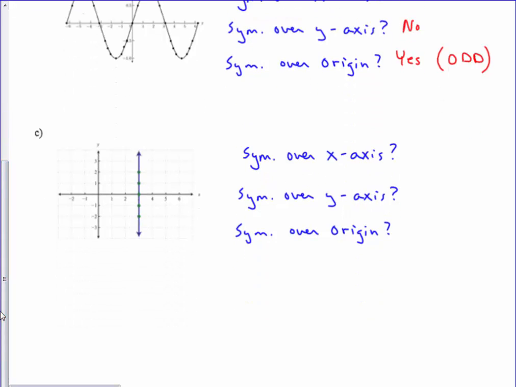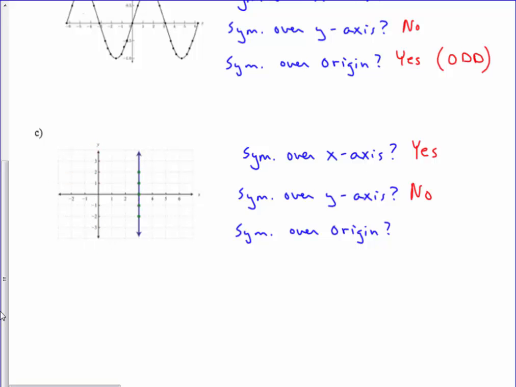Symmetry over the x-axis for the last example. If we cut along the x-axis, then we can see that for every point here, there's another point equal distance on the other side. So the answer there would be yes. Symmetry over the y-axis. If we cut along the y-axis, then for every point here, there would need to be another point equal distance on the other side, and there is not. So the answer there is no.